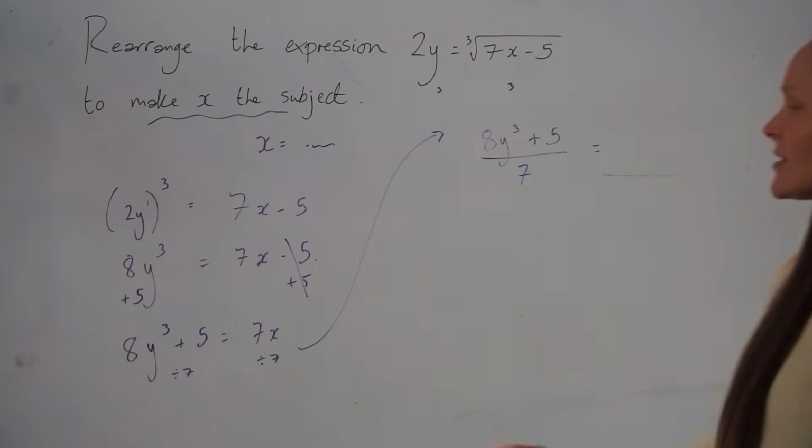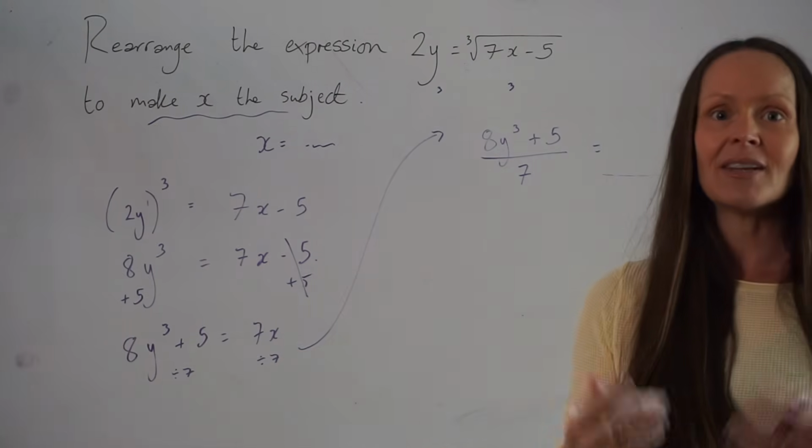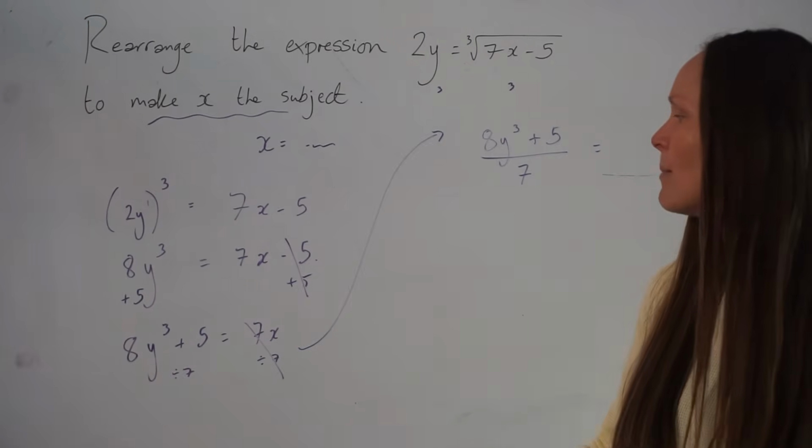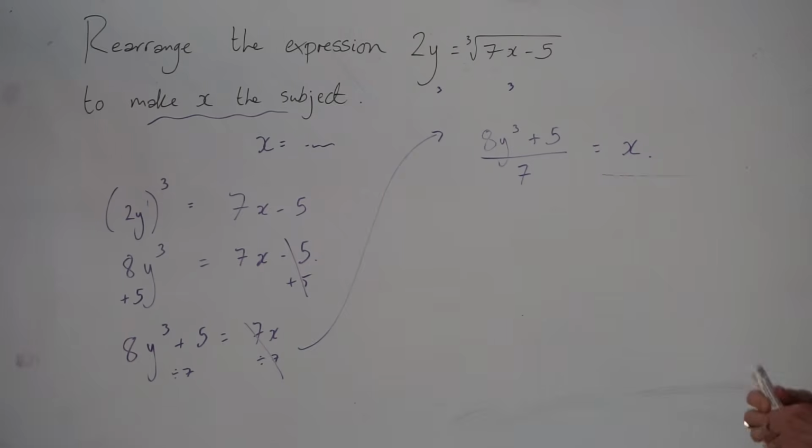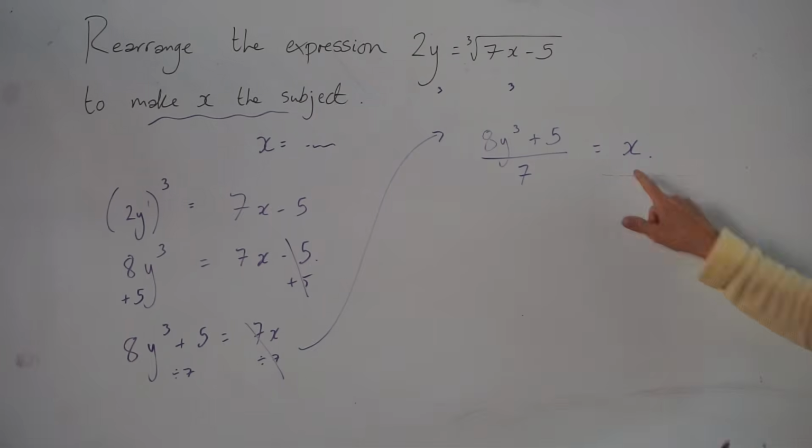And on the right-hand side, 7 divided by 7 is 1, so we're left with 1x. Remember, they cancel each other out. So now we've finished, okay? We've rearranged the expression to make x the subject.